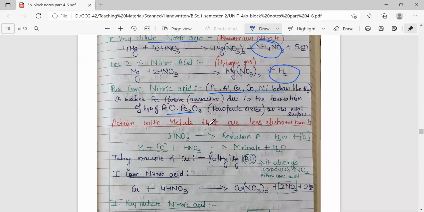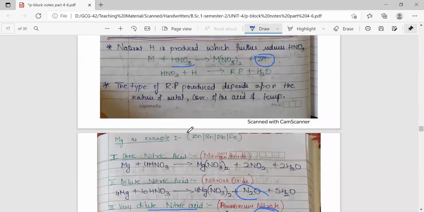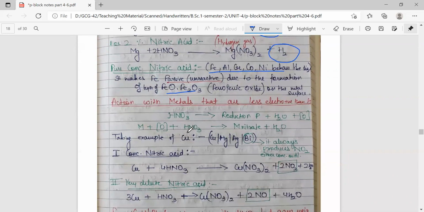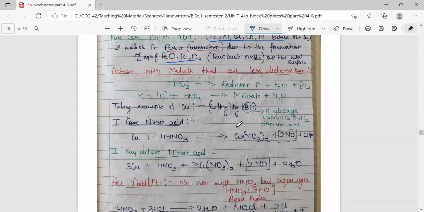So here we are going to discuss the action with metals that are less electropositive than hydrogen. With such metals, it will produce its reduction products plus water, and nascent oxygen is going to be produced rather than nascent hydrogen, which was produced when we were using metals which were more electropositive than hydrogen. So here the nascent oxygen is going to further react with HNO3 to give the corresponding metal nitrate.